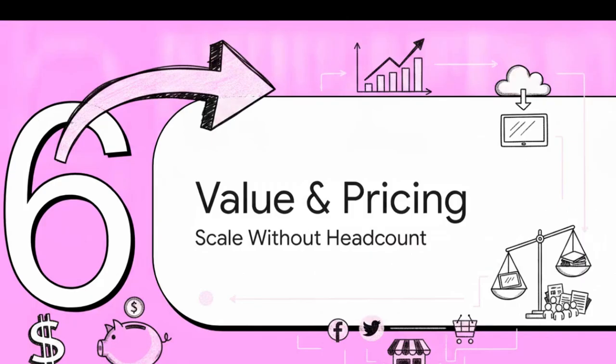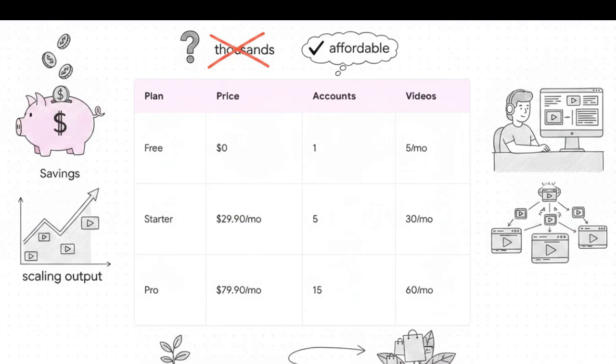Finally, Part 6, Value, Pricing, and Impact. Think about what a traditional marketing agency or even just a freelance video editor costs every month, easily in the thousands, right? Well, Noian starts with a free plan so you can test the waters. The starter plan is just $29.90 a month for 30 videos across 5 accounts. And the Pro plan, offering 60 videos a month across 15 accounts, is only $79.90. The annual savings are just staggering, letting lean e-commerce teams scale their output massively without adding a single headcount.